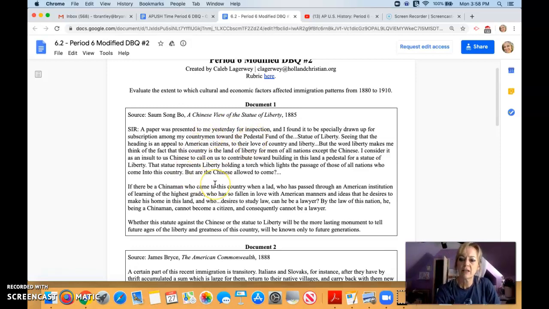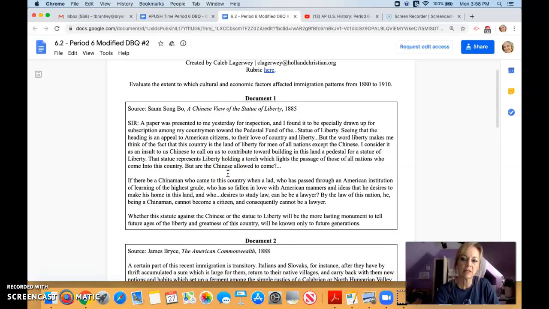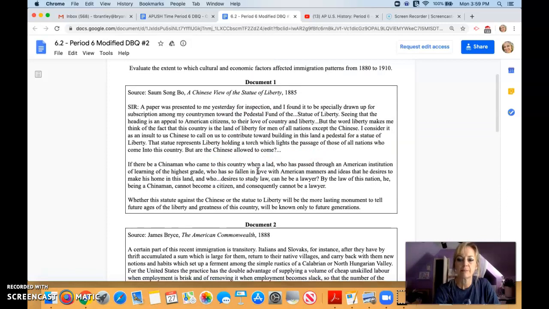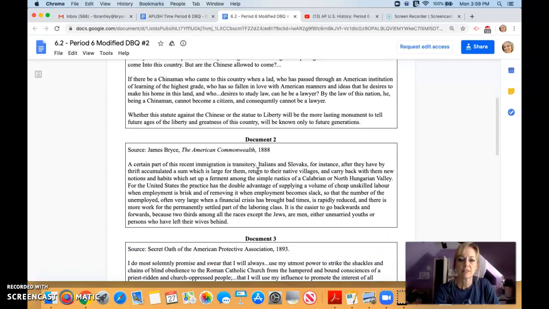But the first document is talking about from the viewpoint of a Chinese immigrant, and talking about the restrictions on Chinese immigration that took place in 1882 and were still prevalent, the Chinese Exclusion Act. And so this goes in my cultural box of anti-immigration sentiment.